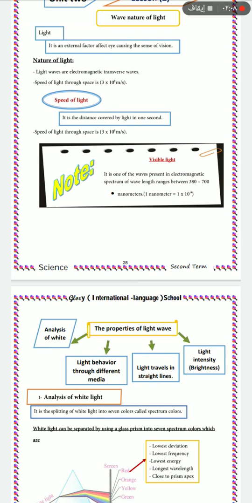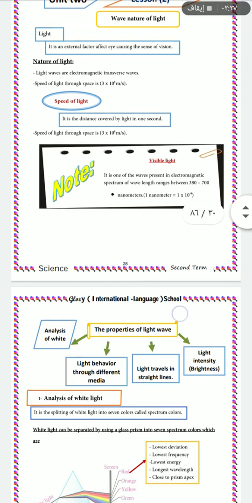This light is electromagnetic and at the same time a transverse wave. Why transverse? Because it consists of crests and troughs. Now let's talk about the properties of this light.